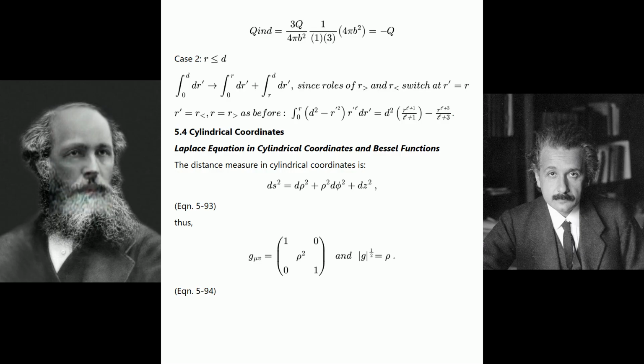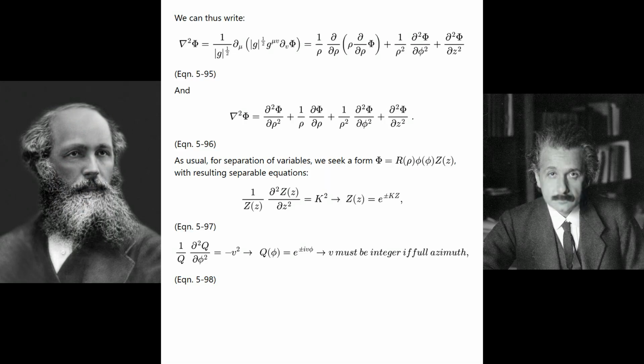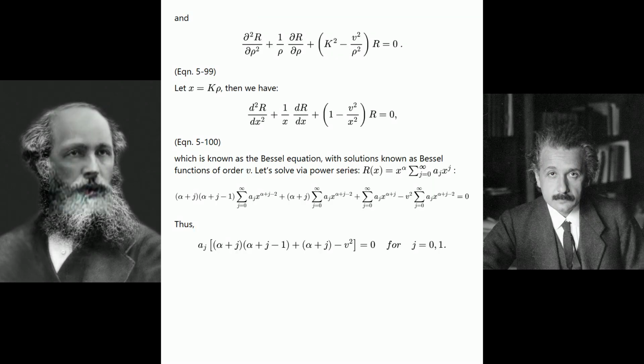5.4 Cylindrical coordinates. Laplace equation in cylindrical coordinates and Bessel functions. The distance measure in cylindrical coordinates is, see equation 5-93. Thus, see equation 5-94. We can thus write, see equation 5-95. And see equation 5-96. As usual for separation of variables, we seek a form phi equals R of rho, Phi of phi, Z of z, with resulting separable equations. See equations 5-97, 5-98, and 5-99. Let x equals k rho.